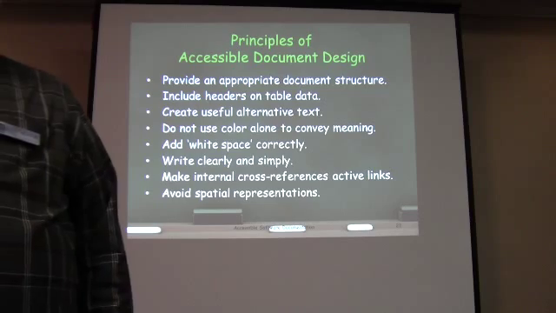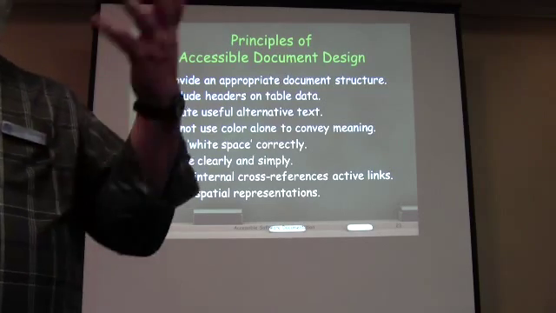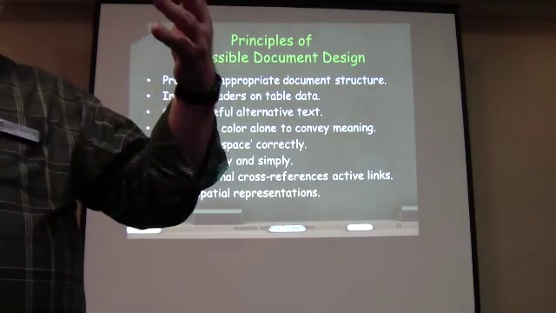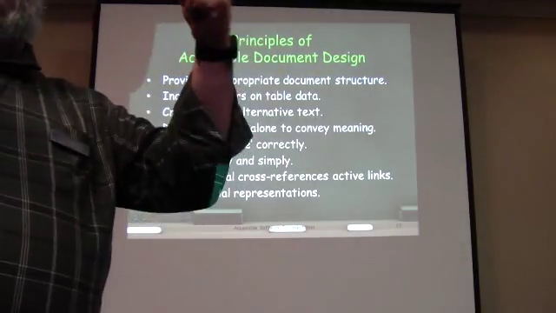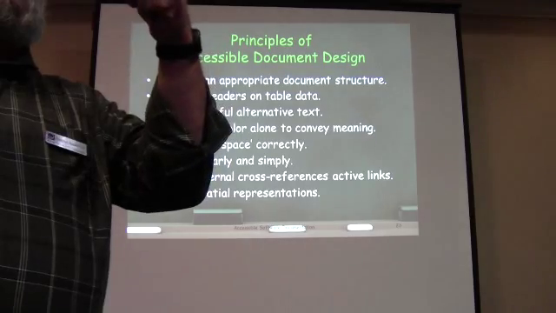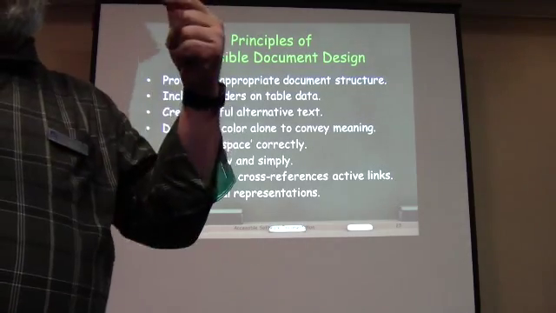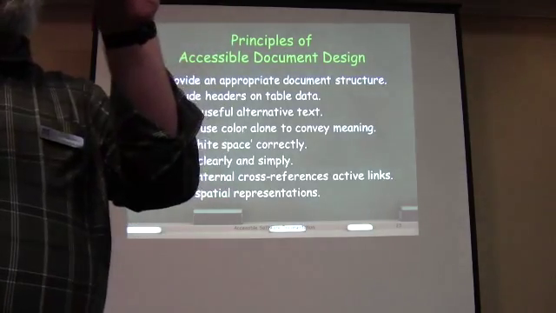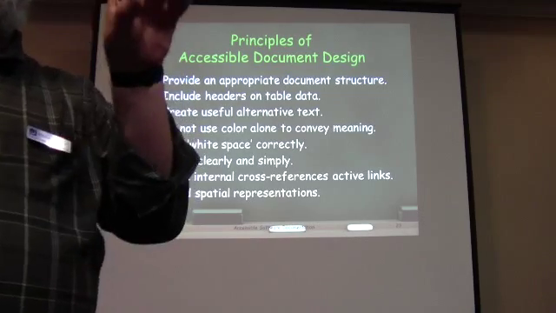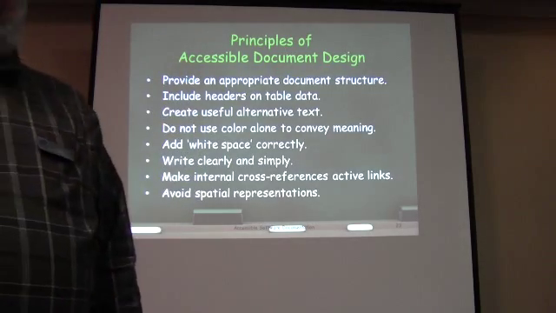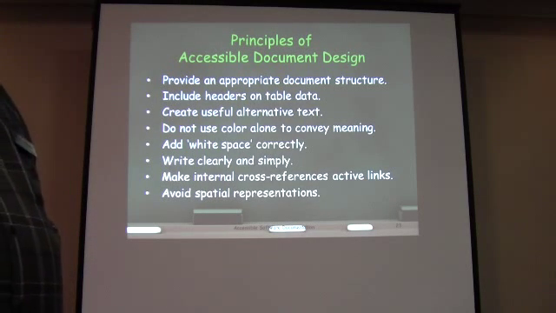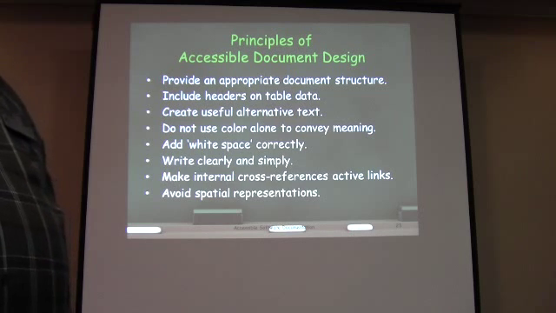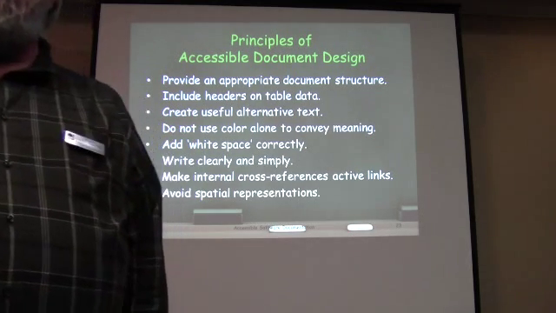Our tables have to have headers on them, because what are we trying to convey with a table? It's a matrix of information, usually data, and this point here, when it intersects with this point here, gives us this data. And when we're in that box, we need to be able to know where we are in the grid. It's just necessary. Also, create useful alternative text, which has been talked about.